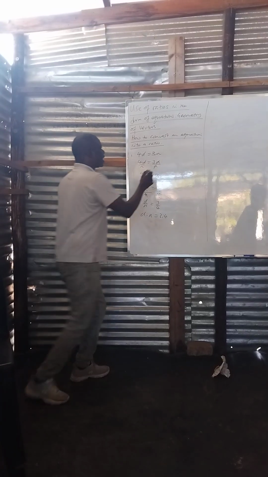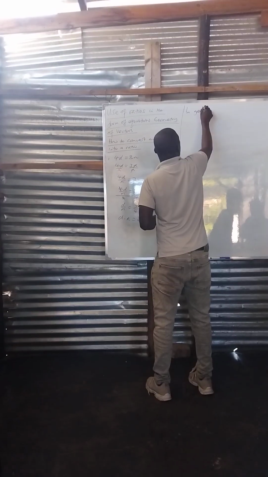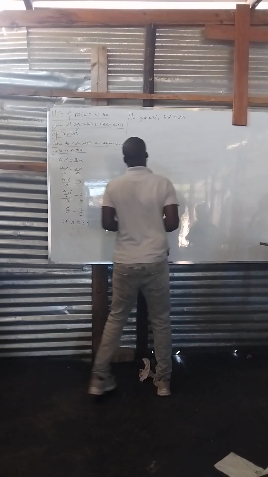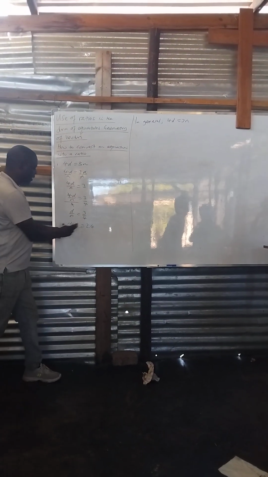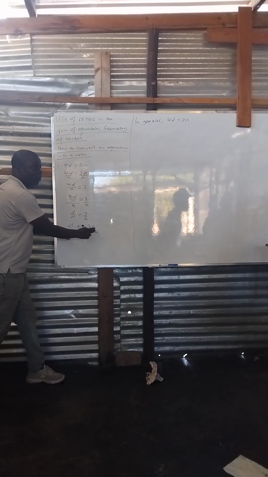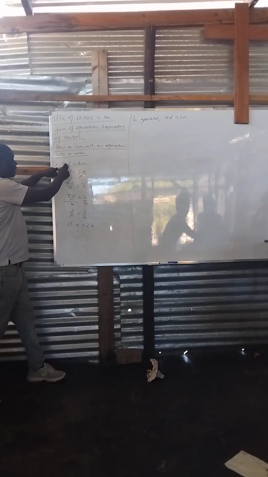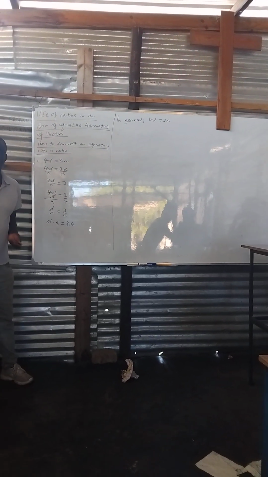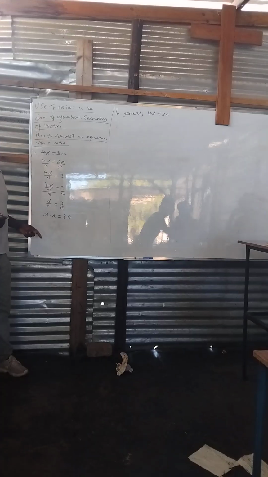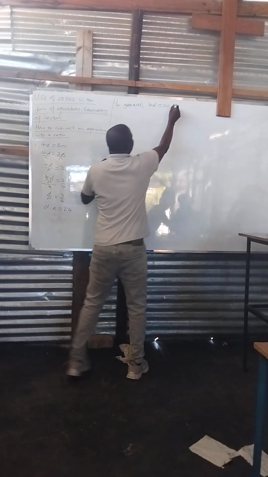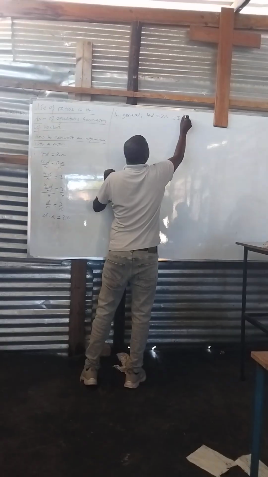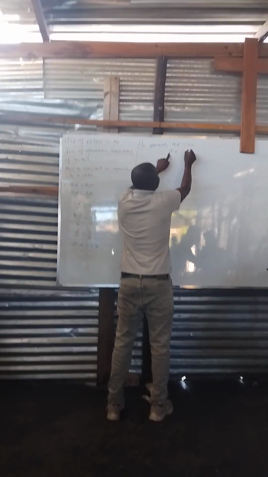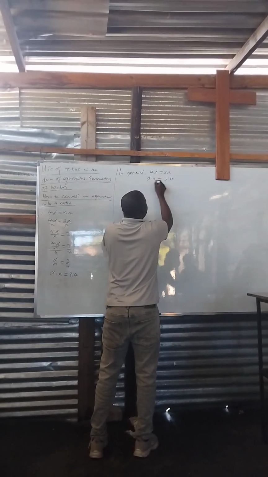Right. So in general, for the same example, 4D is to 3N. You just exchange the coefficients in general. D is to N is equal to 3 for N over 4 in general.